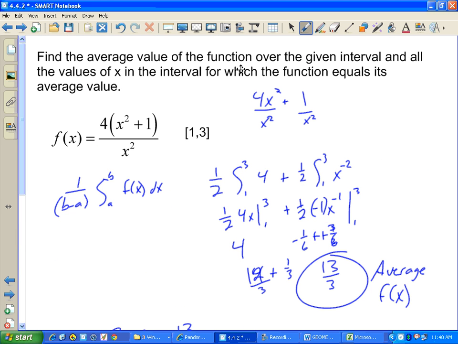Okay, so it's a little bit different than what they're asking for before. Before they're asking for the value where the area under the curve would equal the area created by that rectangle at that value. This, they're asking for the values that give you the same value as the average of the function.